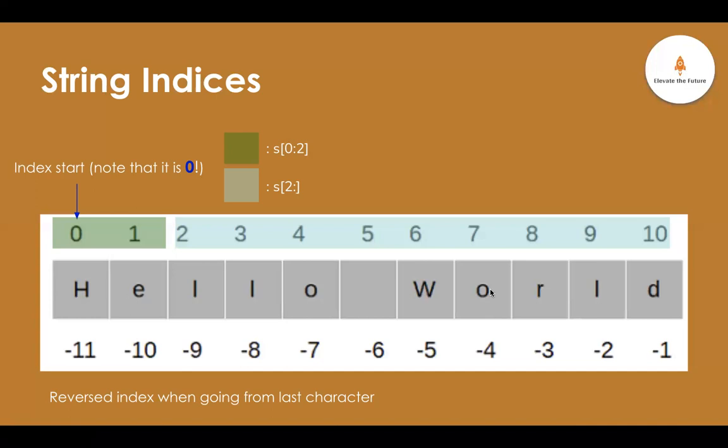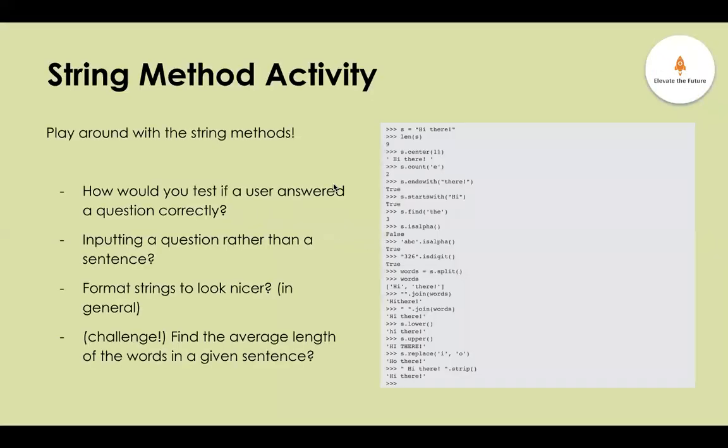So if you have the string S, and you just get S[-1], you would get just D if your string was hello world. So it becomes useful if you want just the last letter or the last couple letters. The only thing you really need to remember and be careful about is the fact that the first index is 0. So now we have an activity.